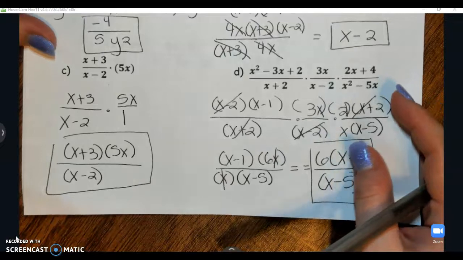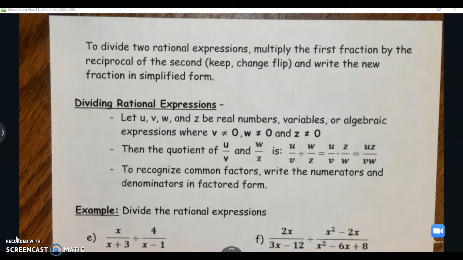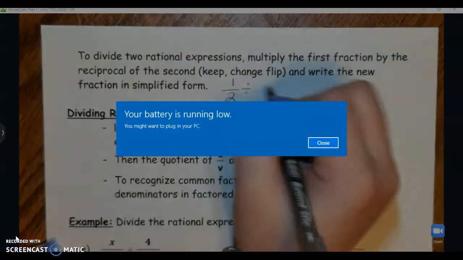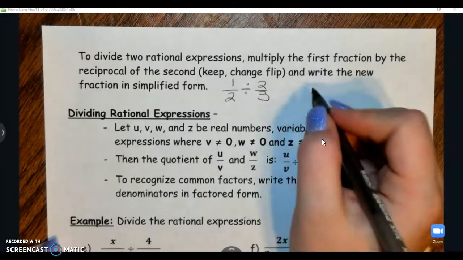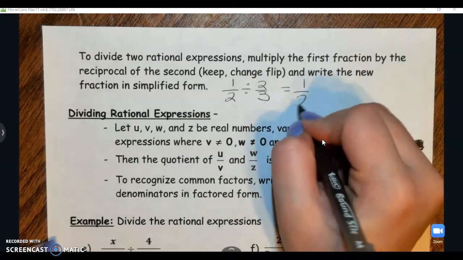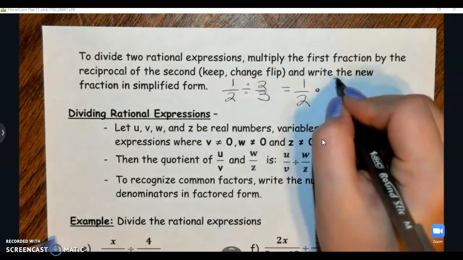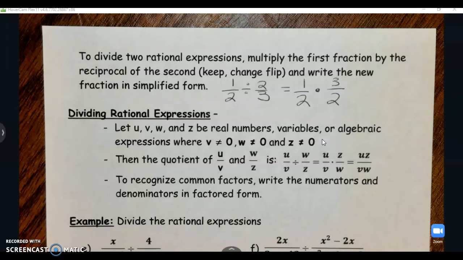Okay. Now, dividing is we divide rational expressions the same way that we divide fractions. So if I was going to divide 1/2 by 2/3, keep, change, flip. First fraction stays the same. This becomes multiplication, and you flip your second fraction, and then you multiply top and bottom. It's the same thing for our rational expressions. You're going to flip the second expression and multiply.